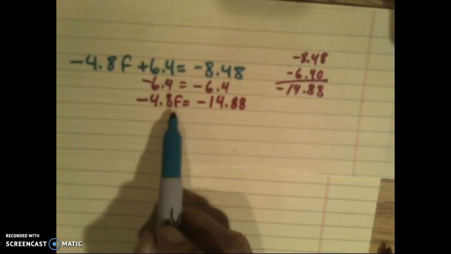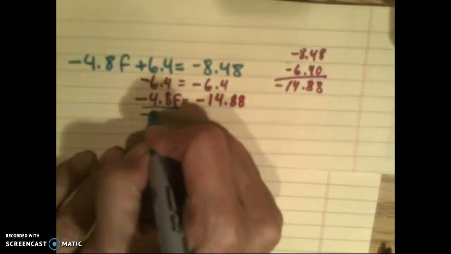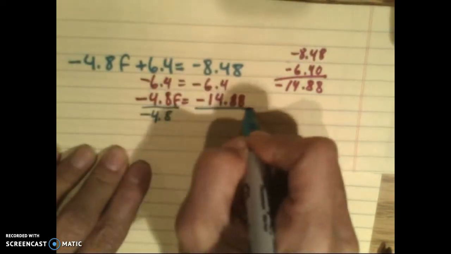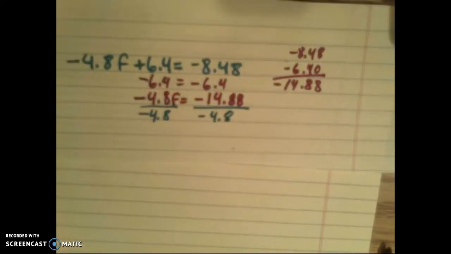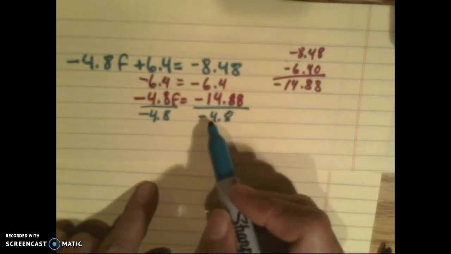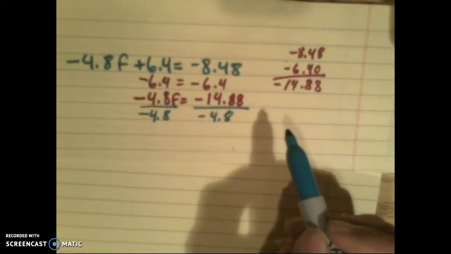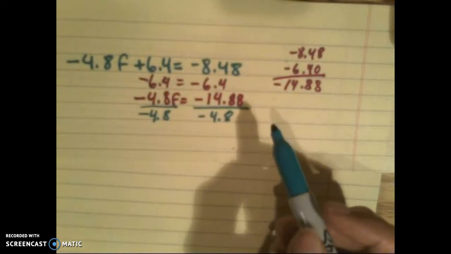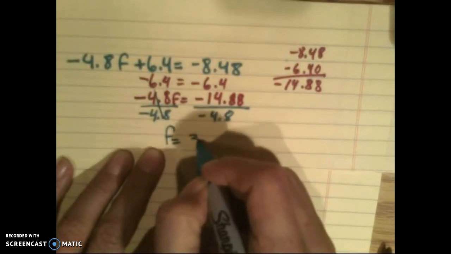So in order to work with this, I'm going to do the inverse of multiplication, which is dividing. Divide by negative 4.8 and divide by negative 4.8. Do not forget to take your positives and negatives with you. So once I divide negative 14.88 by negative 4.8, you can do long division, but this is the inverse of multiplication, so I know that these have canceled out and my f equals 3.1.